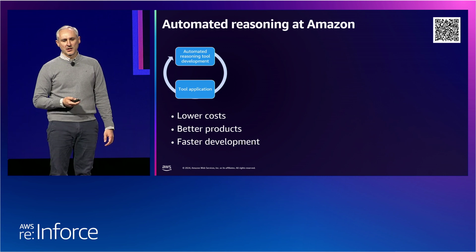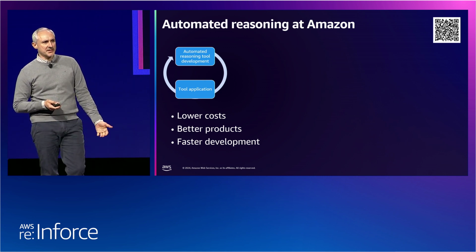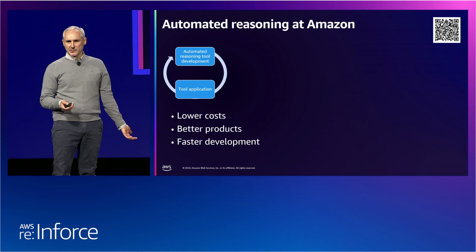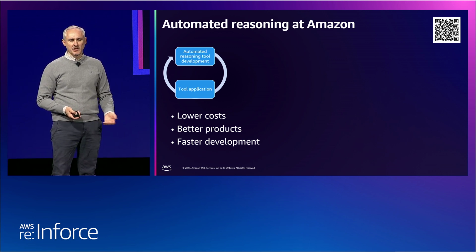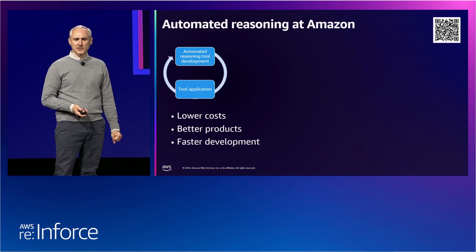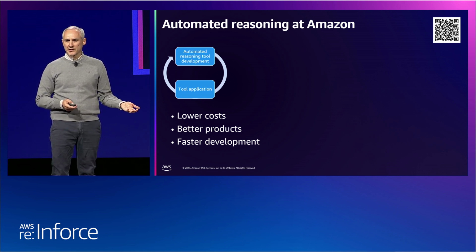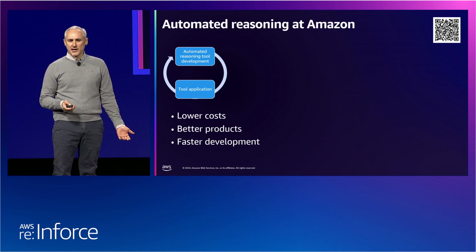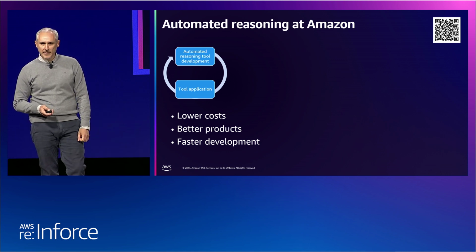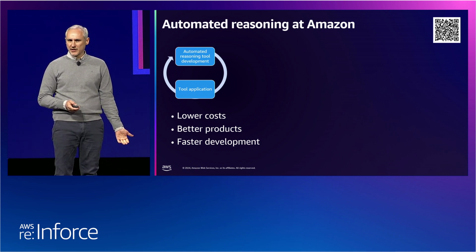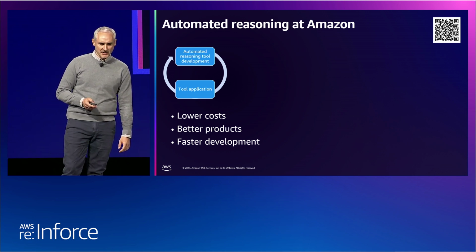And so overall, what we see happening is that with automated reasoning you have an initial cost in getting to use it, but ultimately it lowers the cost of your development. It helps you build better products. And once you get good at it, it also helps you develop faster, because you spend less time testing, you can find all the errors ahead of time, and you never have to backtrack on your design and development.